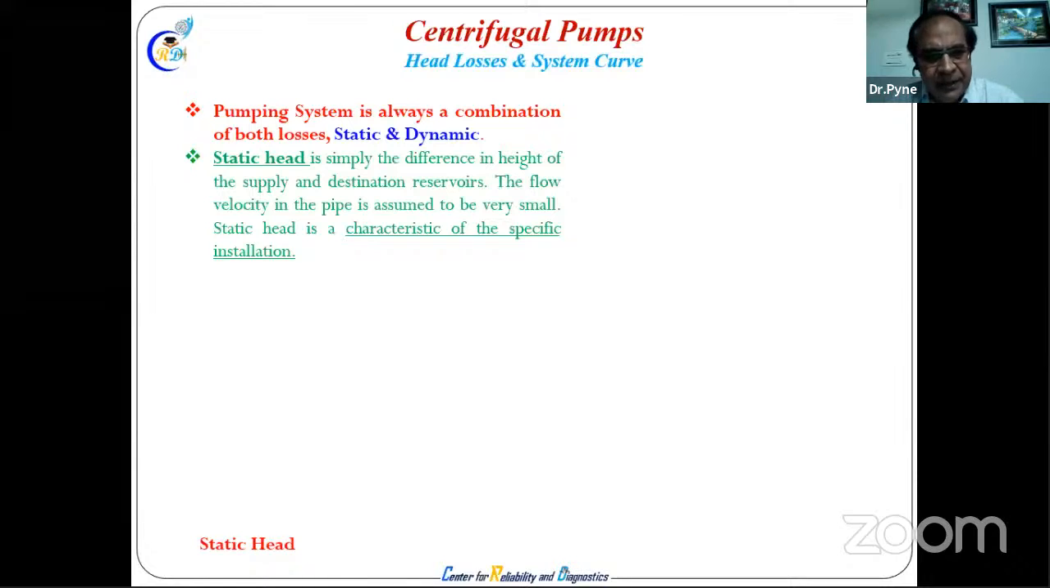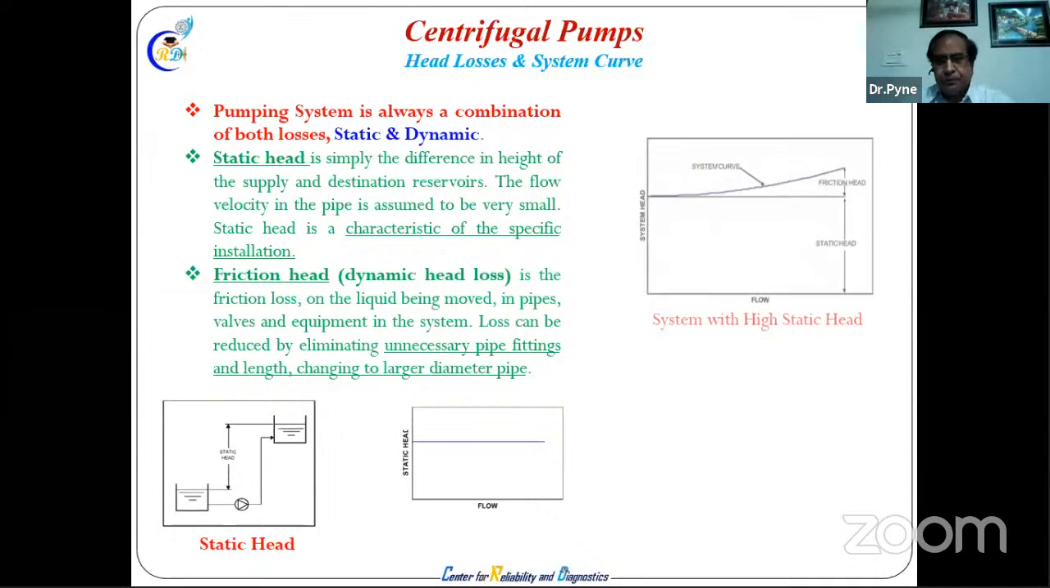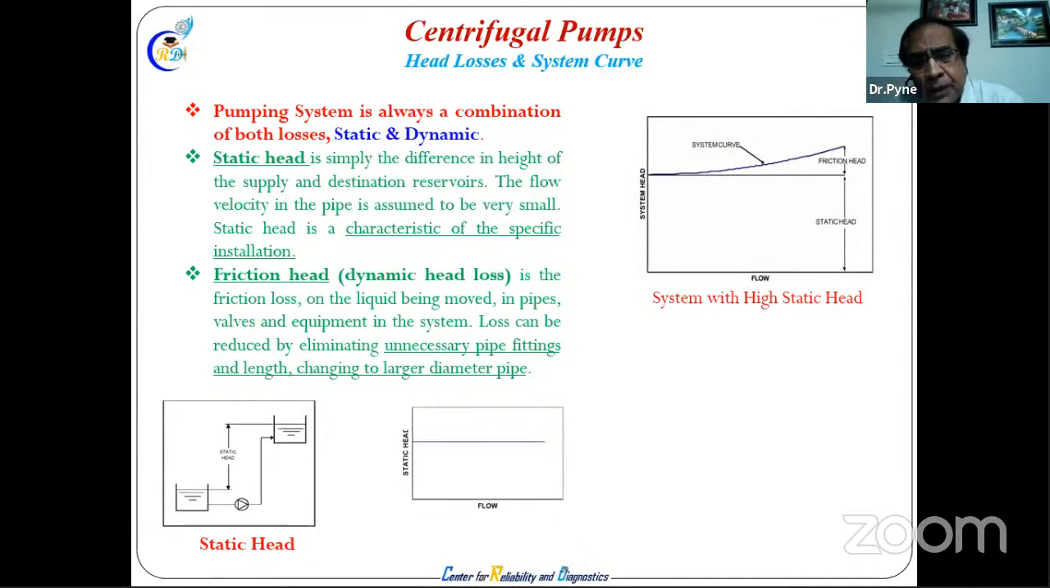So static head is characteristic of the specific installation. कितना ऊपर नीचे हमको हम पंप को फिट कर रहा है, इंस्टॉलेशन कर रहा है, is the static head. And friction head, dynamic loss, internal to the pipes. Okay, dynamic loss, and that gives us this type of curve.